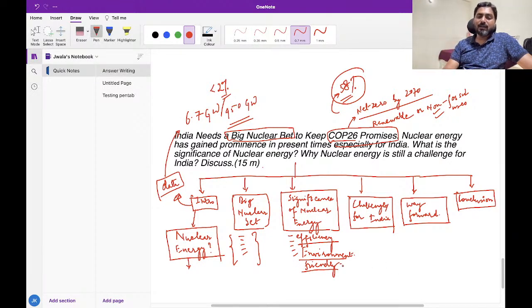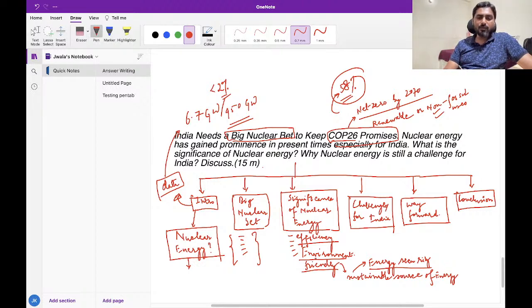Because it is environment friendly, it can be a sustainable source of energy. And for any country, if it can rely on nuclear energy, it can ensure its energy security. So for a country like India, which has to depend on petrol, diesel, natural gas from others, if we develop the nuclear sector quite well, we can ensure our energy security. That is the significance of this.